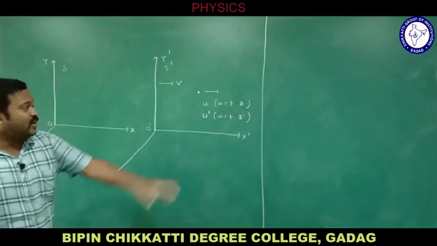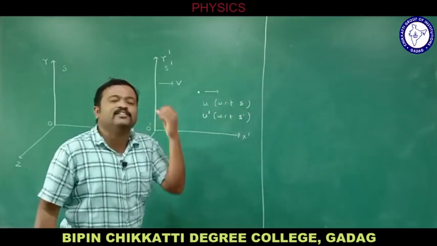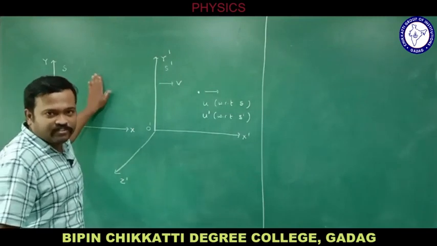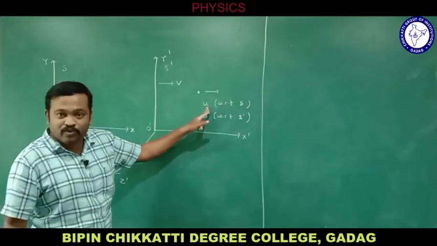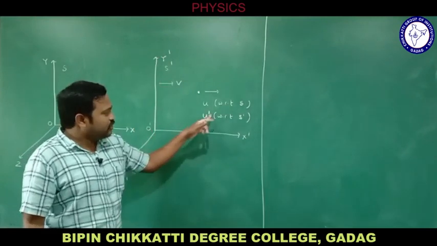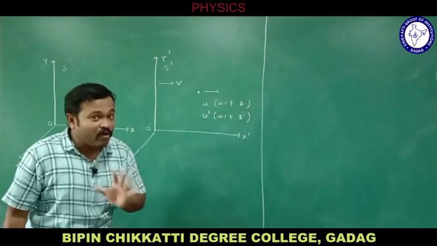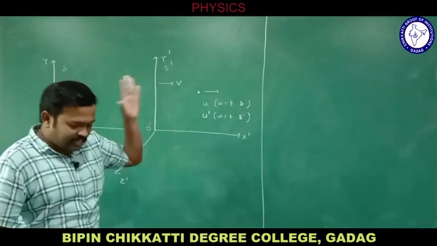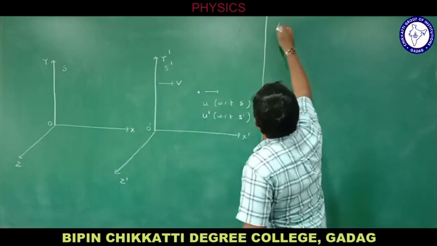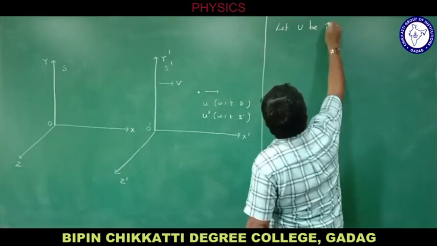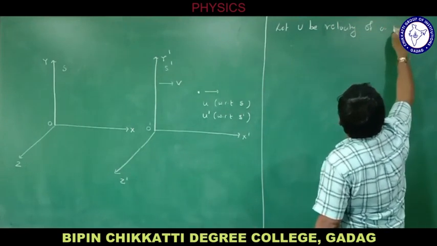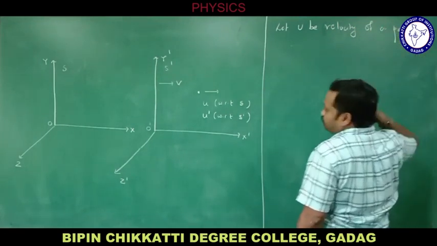I am considering a particle moving along x-axis. What is its velocity? Its velocity is u with respect to frame S. I am seeing from frame S, the velocity of the particle is u. If I am seeing the particle from frame S dash, the velocity is u dash. Now I need to prove that the velocity is variant. In order to prove, let u be the velocity of a particle.